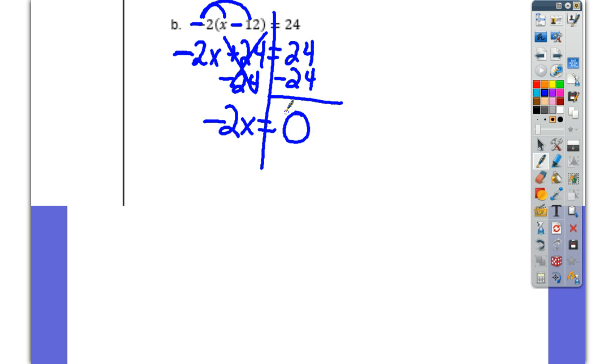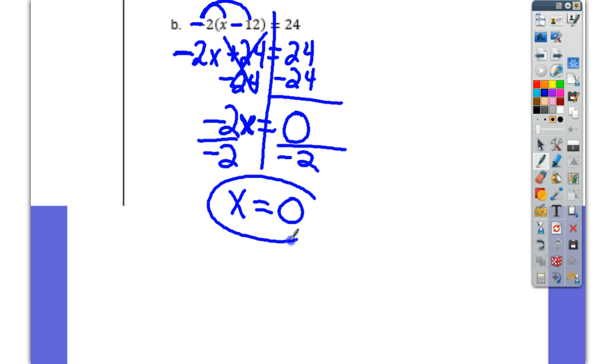Alright? Now don't panic when you get to this stage. That doesn't mean that it's going to be no solution or infinite solution. We still have our x here. That hasn't disappeared. We divide both sides by, what's with our x? A negative 2. Negative divided by negative is a positive. That gives me my positive 1x, or x, equals 0 divided by any number is 0.